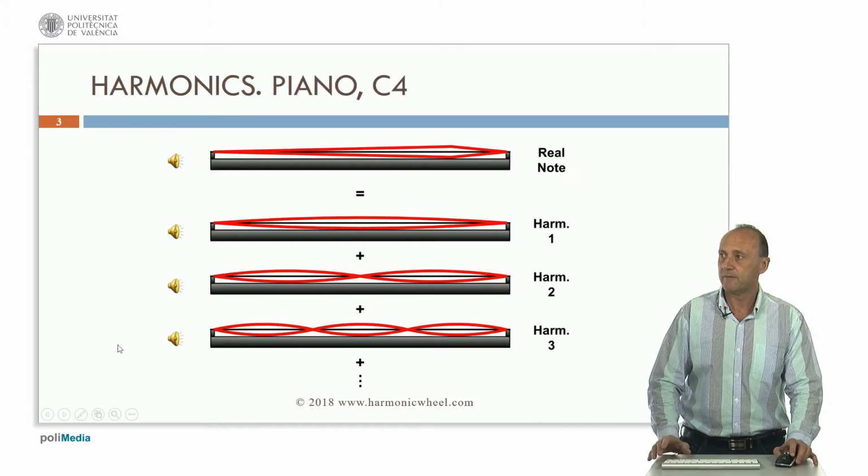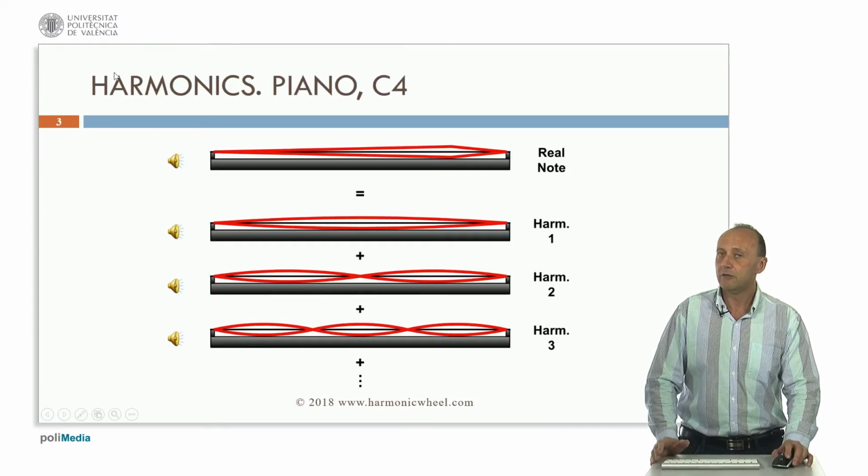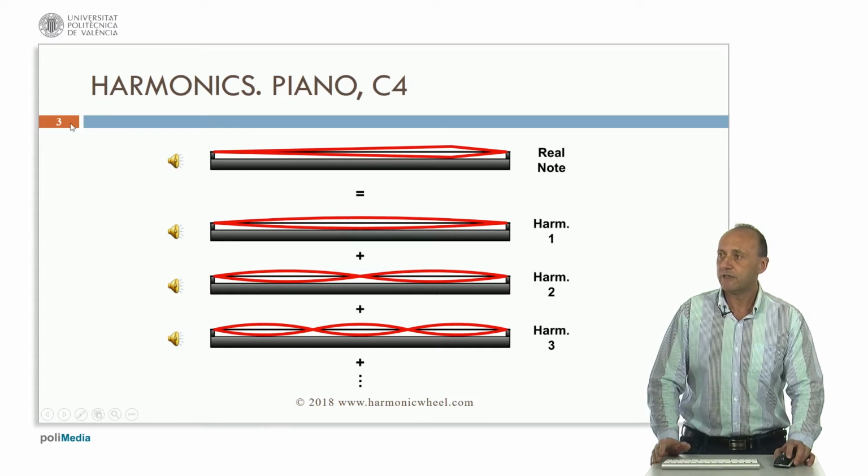Finally, some conclusions. If we play a note on a piano, for example a C4, that note is the sum of many harmonics. The first one is this. It's a C4. The second one is a C5. The third one is a G5, and we will have other harmonics.